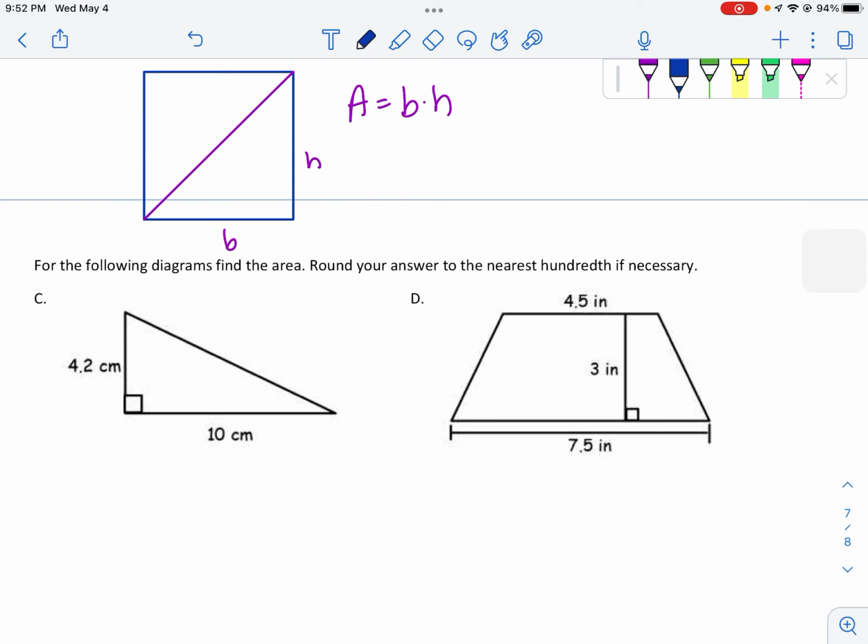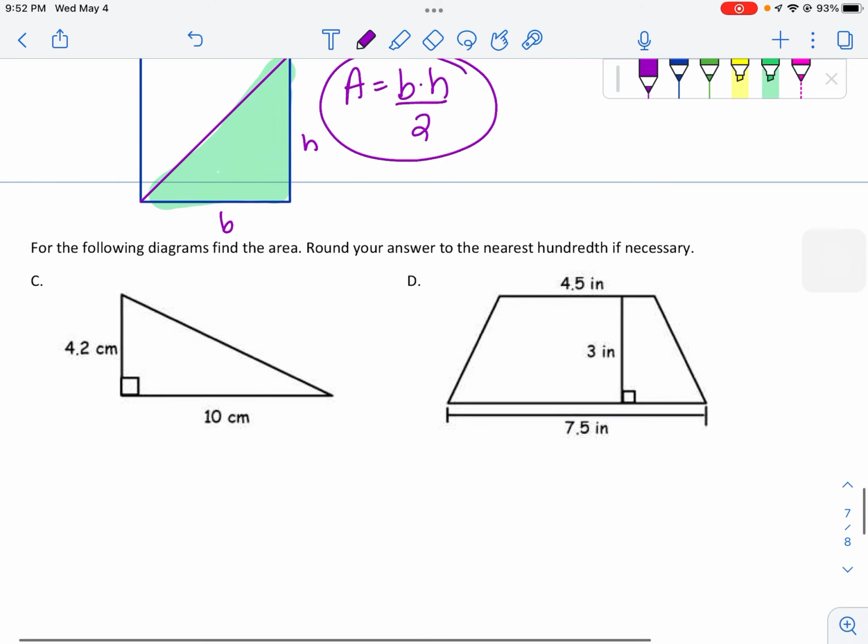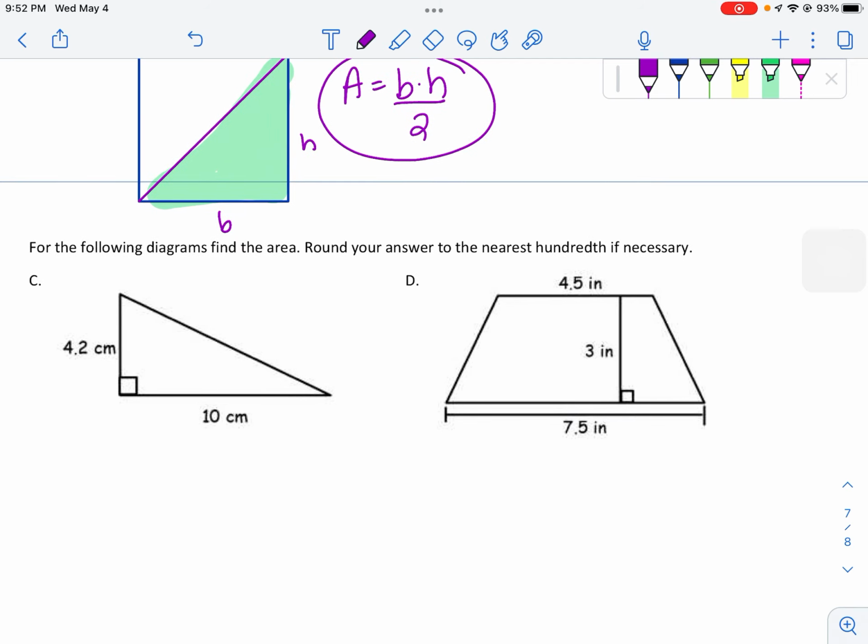So if I just wanted the area of just that triangle, I would take the area of the square, base times height, and then divide it by 2 to get the triangle. So that's where we get the area of a triangle formula: base times height, and we divide that by 2.